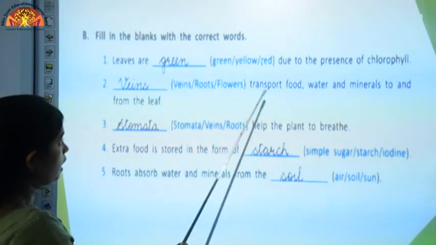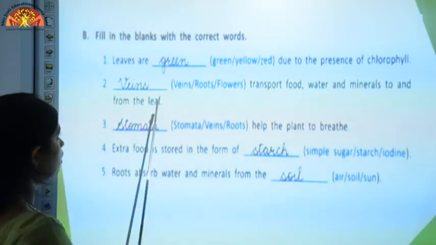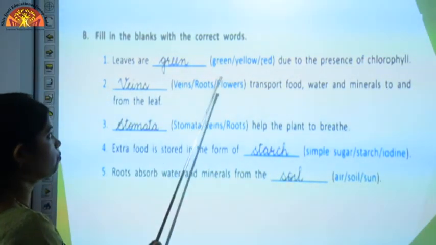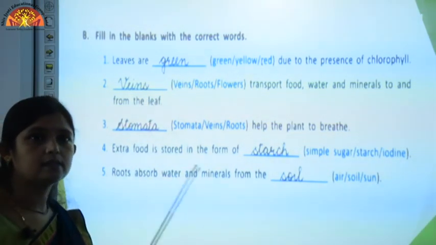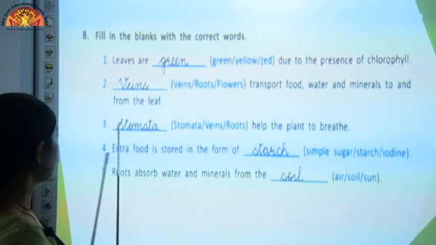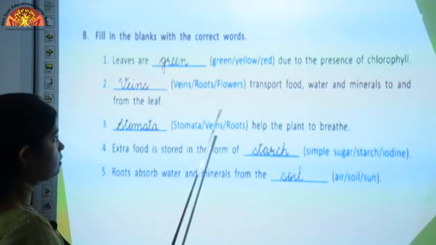Dash transport food, water and minerals to and from the leaves. Veins, roots, flowers. So, the correct answer here is veins because veins are present inside the leaves. Then dash help the plant to breathe. So, stomata, veins or roots.